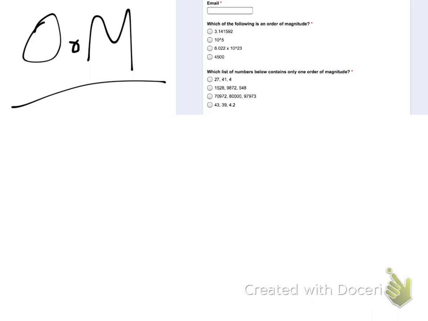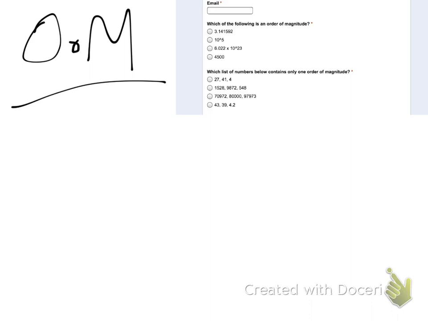10 to the 5th is an order of magnitude estimation. So it's very broad. That covers a lot of ground. That covers everything from 10,000 up to 99,999, somewhere in there. I mean, that's 10 to the 5th. Those are all order of magnitude 10 to the 5th. We get a little bit more specific because of that. So let's look at one that's a little bit trickier.